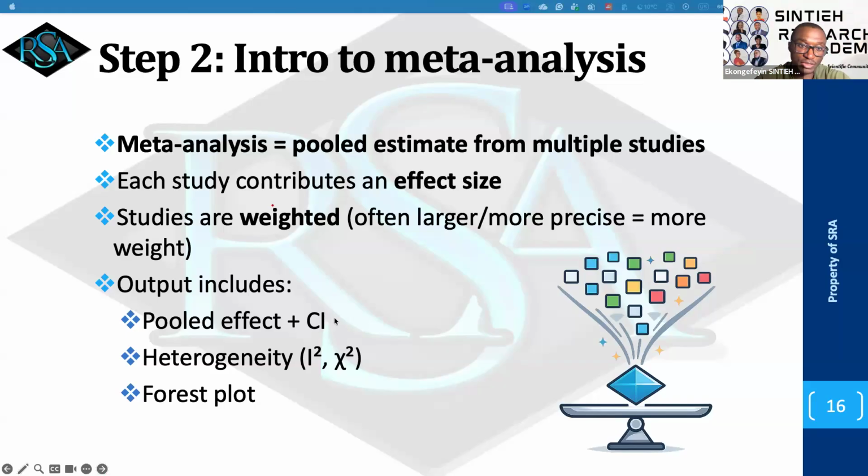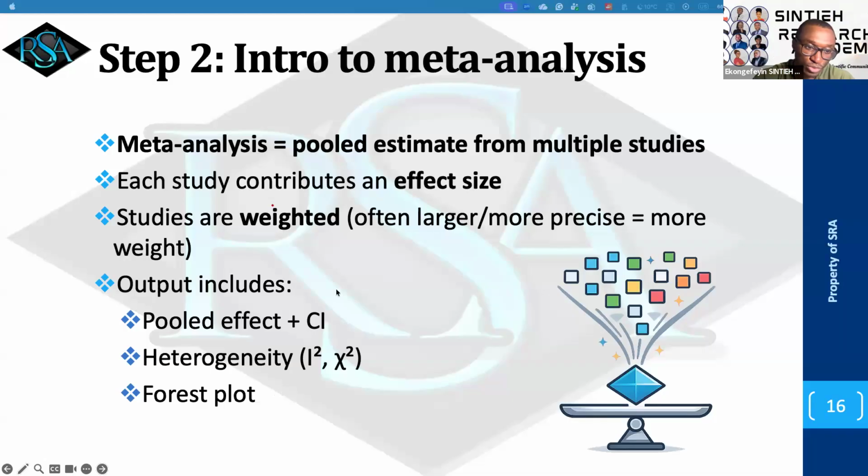And CI stands for confidence interval. And then you're going to have an assessment of heterogeneity, which is I square, and then its chi-square value. So heterogeneity just simply tells us how variable these studies were. Were they very variable or were they uniform? That's what heterogeneity tells us. And then you have to plot your study. You don't just report it, you have to put it in a forest plot, which is what we are going to see in a couple of slides. But that's what the meta-analysis is.